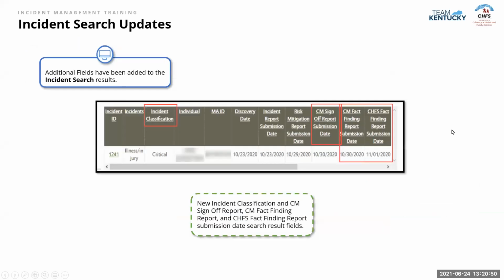Next is going to be the search results screen. And you can see here that those new search results fields have been added to go along with the new searching options. So you can see that incidents will now be displayed if you would like, based on incident classification and the submission dates of those 3 different incident reports.